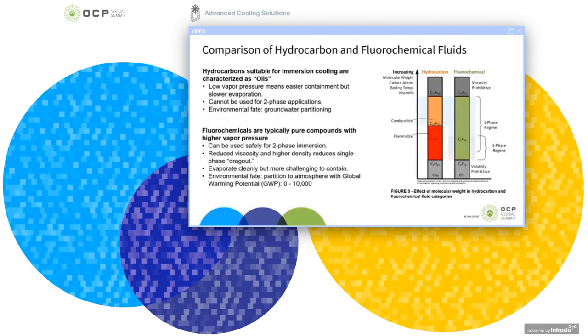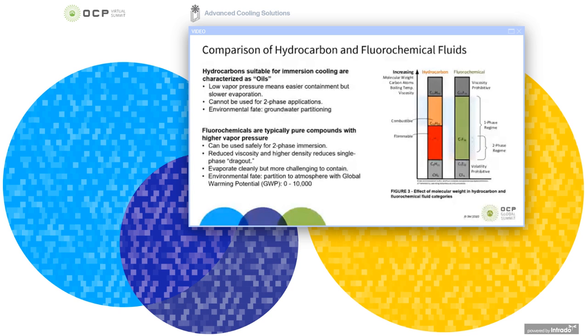Fluorochemicals shown on the right, again, we have perfluoromethane at the bottom, not very useful for immersion. Perfluoropentane has the right boiling point and is in fact used for two-phase immersion. At the high end of the two-phase regime is perfluoroheptane, which is also interestingly used for single-phase immersion. And its advantage is that it's got a far lower viscosity than any hydrocarbon oil, and therefore performs better.